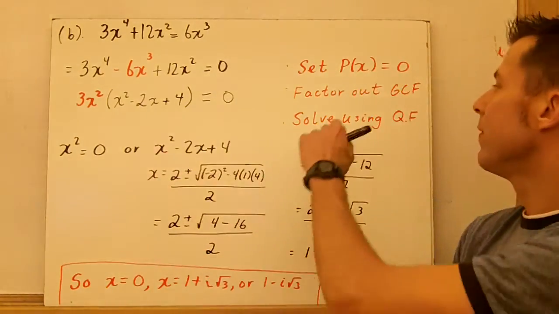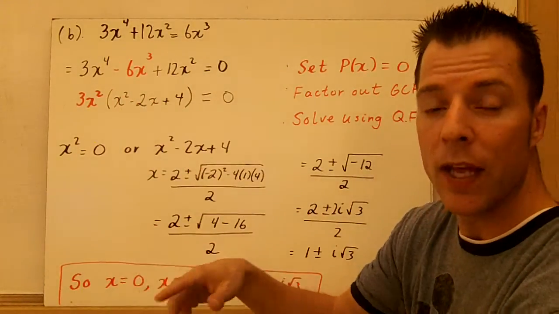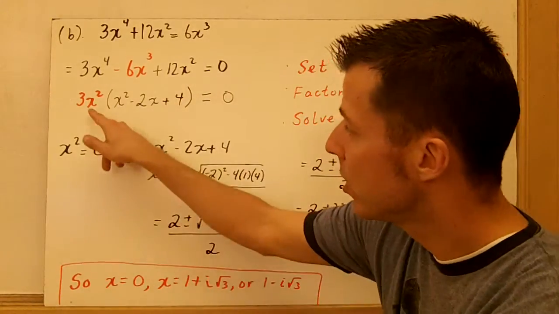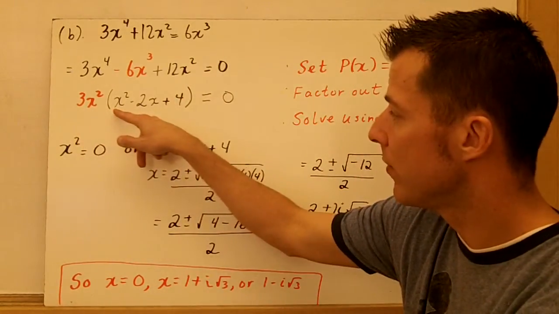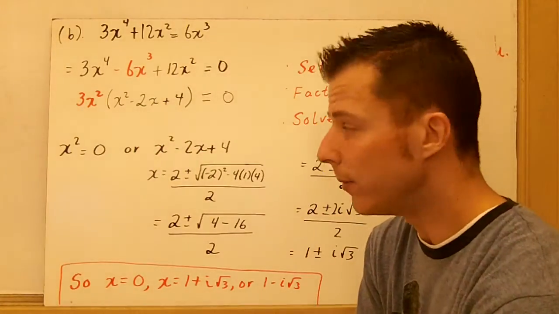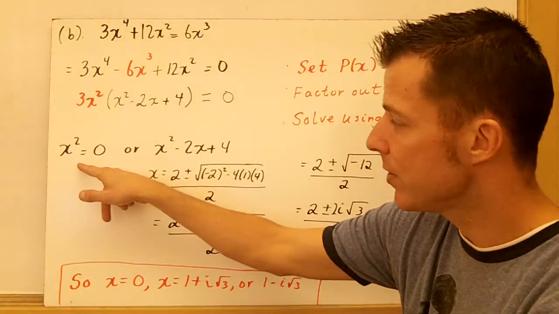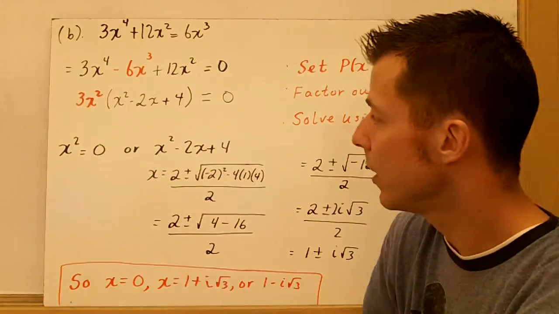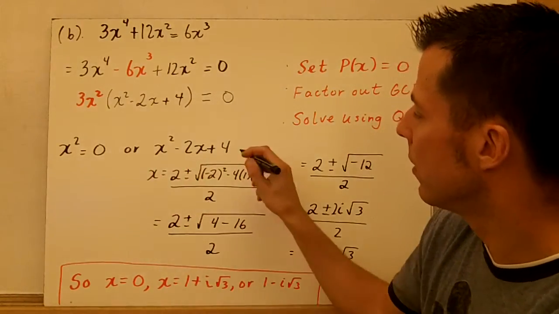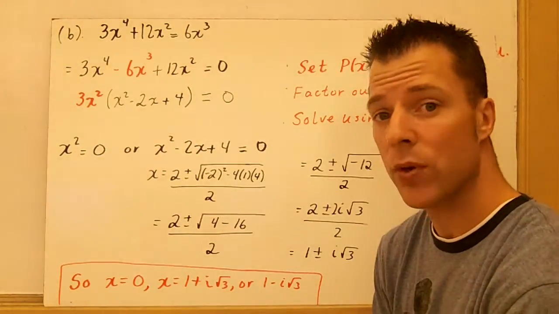So again, I'm going to factor out the greatest common factor here, and notice it's 3, 6, and 12. 3 goes into all those terms, but the smallest amount of x's I have is x squared. So I factored out 3x squared, and now I'm left with x squared minus 2x plus 4. All that's set equal to 0. So I know that x squared equals 0, so x is going to be 0. We have a multiplicity of 2 there. Or x squared minus 2x plus 4 is going to equal 0. So I have to try to factor that, which I can't.